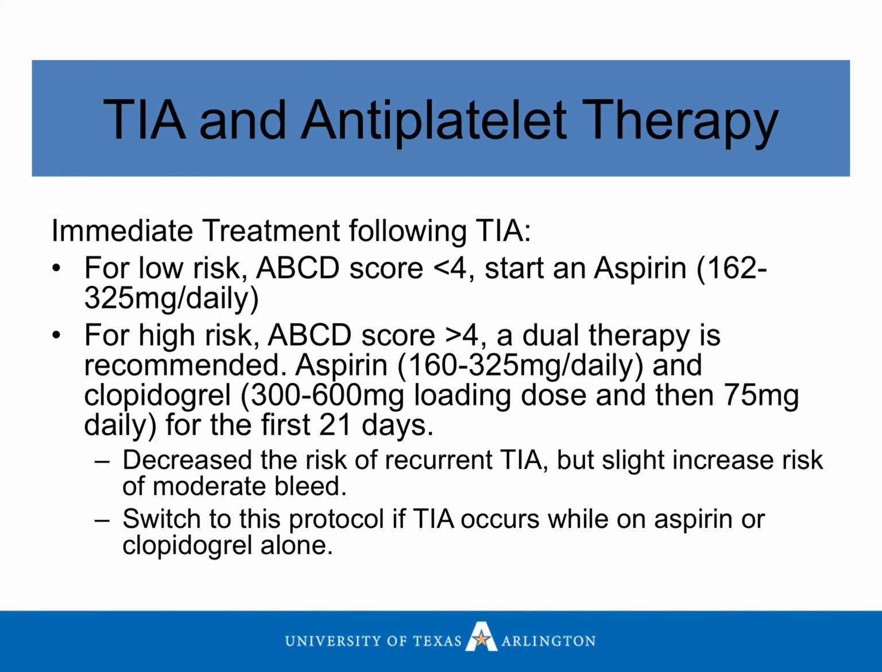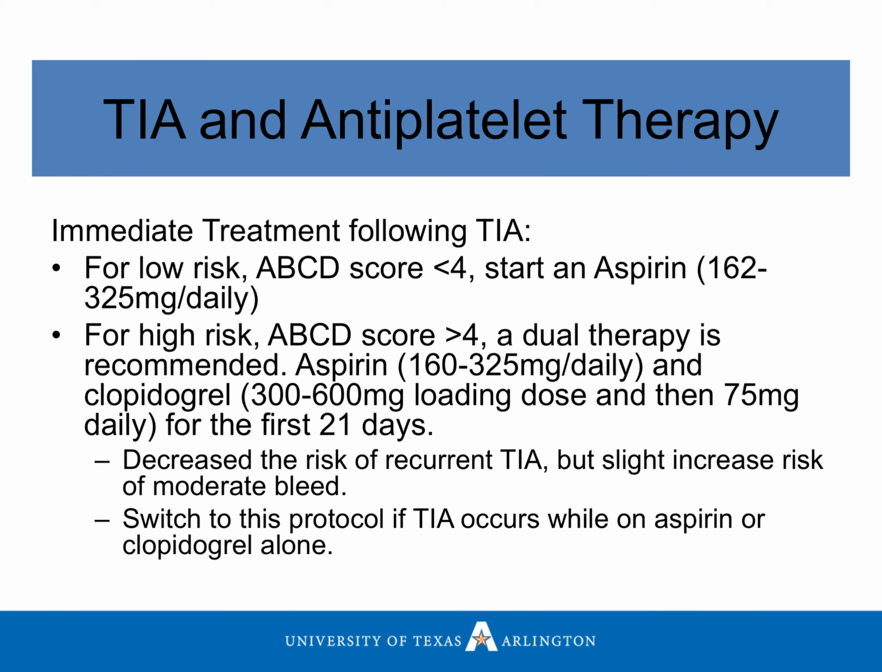TIA and antiplatelet therapy. So immediately following a TIA, we would want to consider antiplatelet therapy. If someone has a low ABCD score of less than 4, you would want to start them on an aspirin. Notice that the dose is recommended to be 162 to 325 milligrams daily. So that means that they're either taking 2 baby aspirin or 1 full dose aspirin a day.